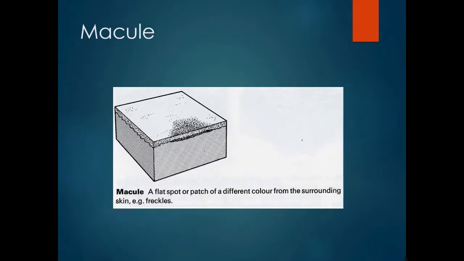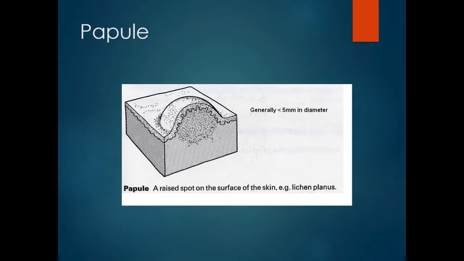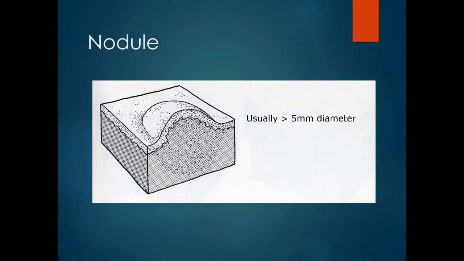First of all, for describing skin lesions, there is the macule, which is basically a flat spot or patch of different coloured skin, such as a freckle. There is a papule, which is a raised spot on the surface of the skin, generally less than 5 millimeters in diameter. There is a nodule, which, similar to a papule, is a raised area of skin, but is generally thought of as being greater than 5 millimeters in diameter.